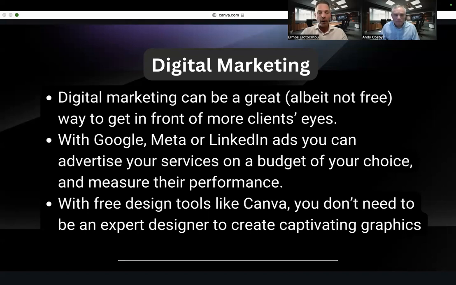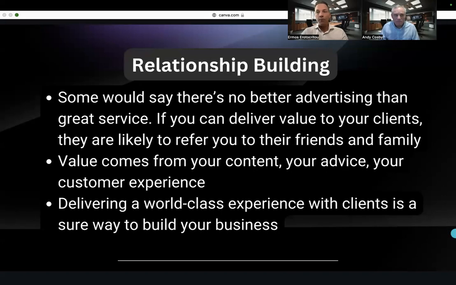And Andy touched on this already. With all these design tools that are out there, including Canva, you do not need to be an expert when it comes to being creative to create these awesome, captivating graphics. I know for myself, I'm awful when it comes to being creative, and Canva has been a lifesaver for me.